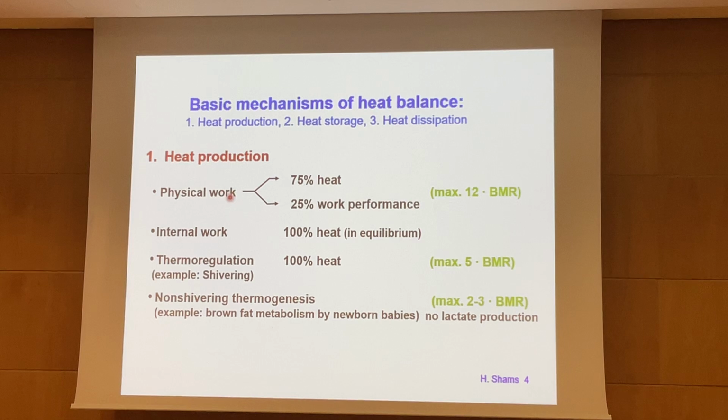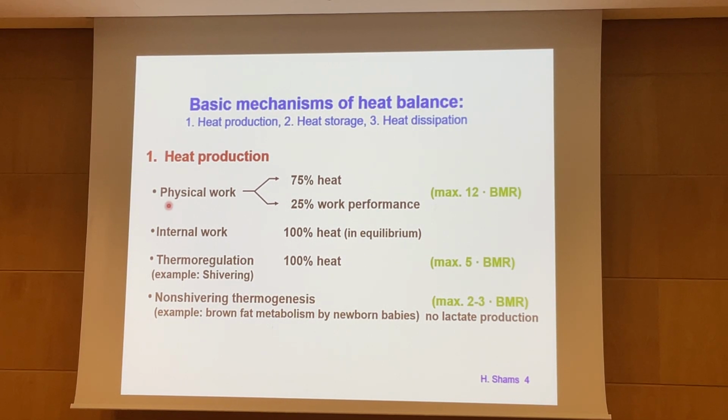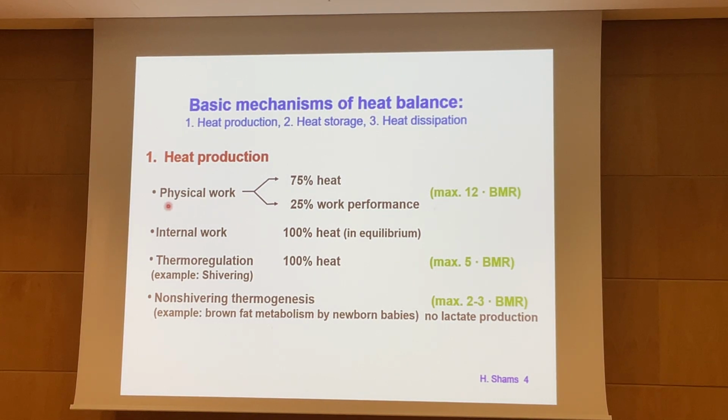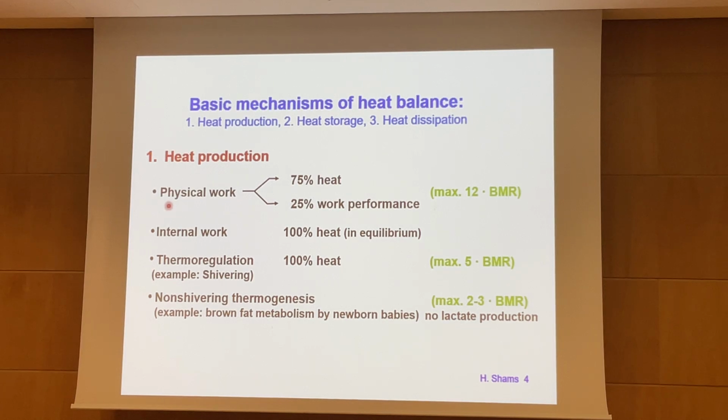For example, by physical work, we produce heat. For all physical work, 75% of the energy which is used for the work is transmitted to heat. Only 25% is transmitted to work. For example, if I lift it up here, from 100% energy that I used, 25% were used to lift it up, but 75% become heat in my body. So, and if you go by internal work, so for example, the heart is working, the liver is working, all glands are working.